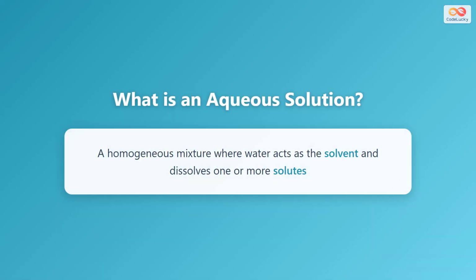An aqueous solution is a homogeneous mixture where water acts as the solvent and dissolves one or more solutes. The term aqueous comes from the Latin word for water. In any solution, the solvent is the substance that does the dissolving, and it's present in the larger amount. The solute is the substance being dissolved, and it's typically present in a smaller amount. When we mix salt and water, water is the solvent and salt is the solute.